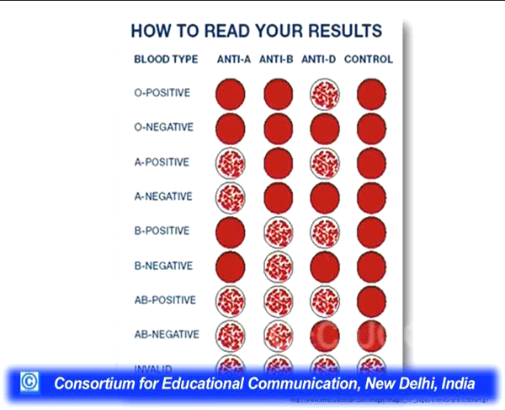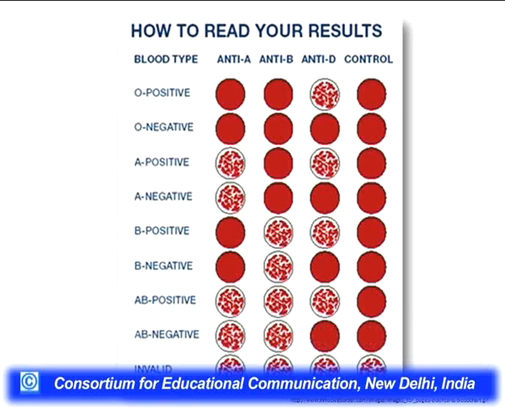Now there is the anti-D, which I told you is the basis on which the person is said to be positive or negative. So there are different blood groups. The first one is O positive, where there is agglutination only in the anti-D well, so there is no visible clumping in anti-A and anti-B, so we can say that the person is O positive.